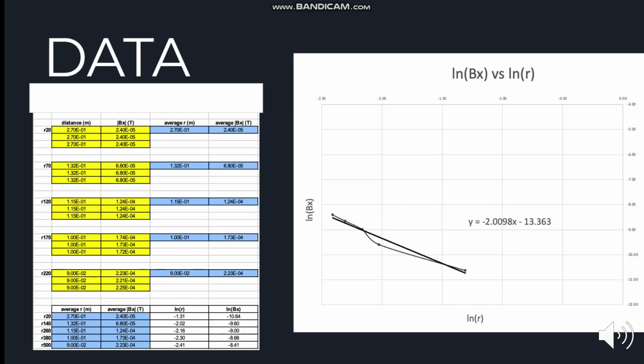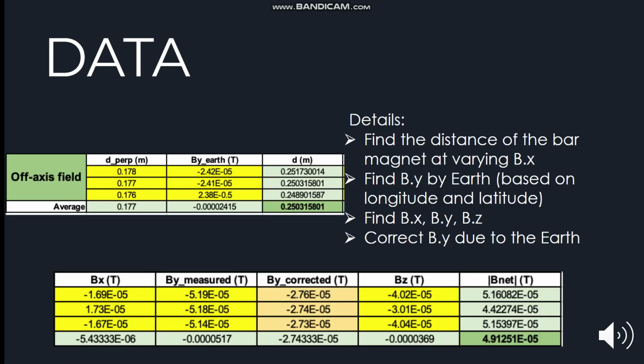So here we have the data, and we have ln r and ln Bx, and here we have y, and our slope is the n value. And also we just have additional data over here. So what we did was find the distance of the bar magnet at varying Bx and find By, Earth, find Bx, By, Bz, and correct By due to the Earth. And here we have the total magnetic field on the bottom right of the bottom table.